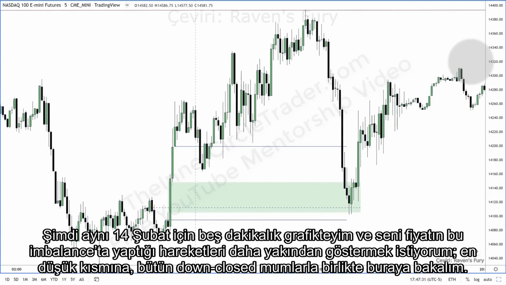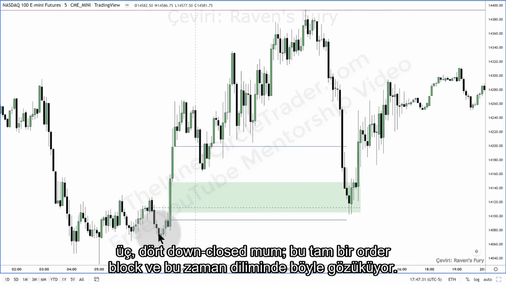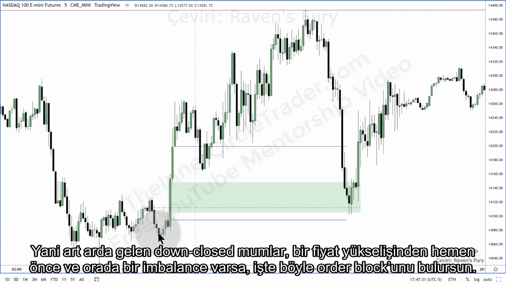Now I'm in a 5-minute chart on that same February 14th, and I want to take you closer to what price has done in here. That imbalance, the lowest portion of it here, with all the down closed candles. Now this is anchored to the daily bullish order block, but you can see how we traded into it here with 1, 2, 3, 4 down closed candles. That is a complete order block on this time frame. So, consecutive down closed candles right before a price surge that has an imbalance. That's how you find your order blocks.